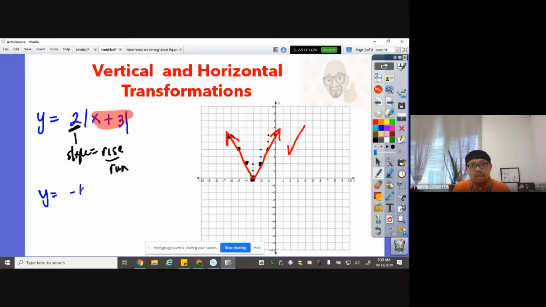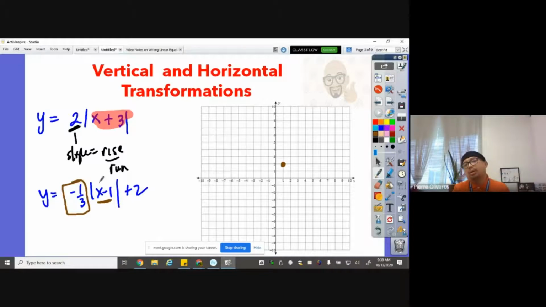So if you have y is equal to negative 1/3 absolute value of x minus 1, let's have a plus 2 here. We're going to start at sideways, which is negative 1, so we're going to go right 1. The plus 2 tells you to go up 2. That's the vertex. Since the slope here is negative 1/3, down 1, right 3. Down 1, right 3. And then on the other end, down 1, left 3. Down 1, left 3. Just simply connect them, boom. Okay, as simple as that one.